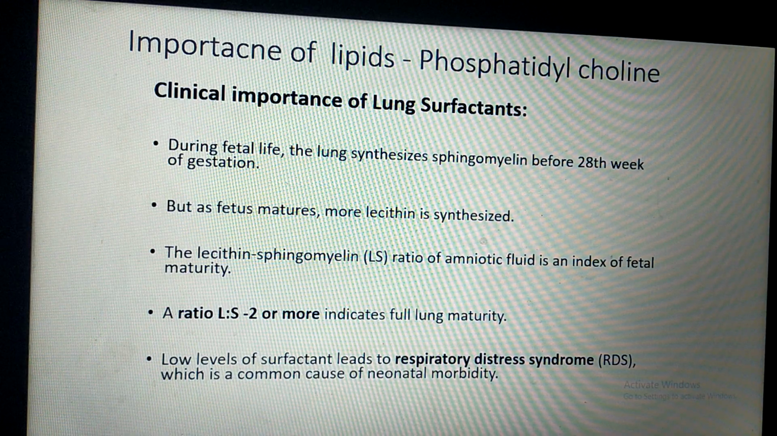Low levels of surfactant in the lungs lead to respiratory distress syndrome. In such persons, alveoli will not open easily, and therefore the neonate baby will not be able to respire properly.